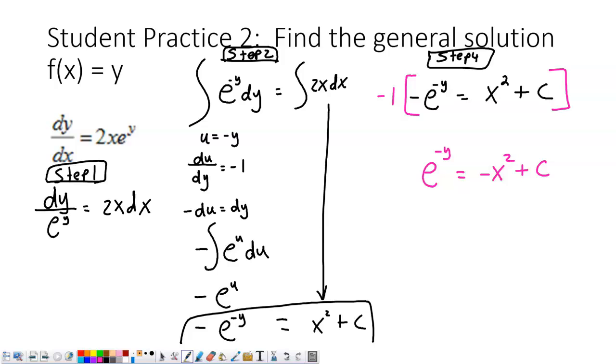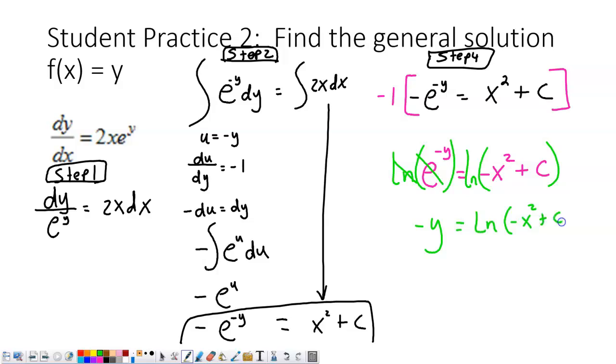All right, the next thing I would do is I would take the natural log on both sides. I would ln both sides. So I would do ln, and I would do ln. These cancel, and I'm left now with negative y is equal to ln of negative x squared plus c. Then the next thing I would do is I would divide both sides by a negative 1 or multiply both sides by a negative 1.